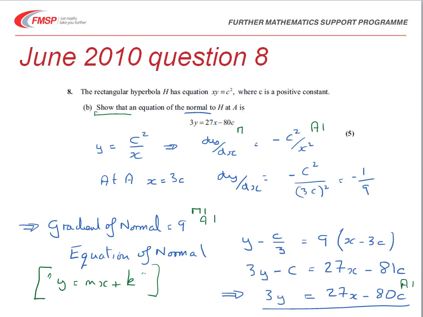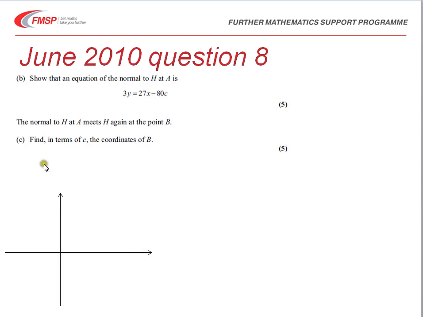Okay, the next part of the question goes on from there and says that the normal then meets B at some other point, and we have to find the coordinates of B. Now there's no need to draw a diagram, but just to illustrate what's happening here, the rectangular hyperbola is of this form here.